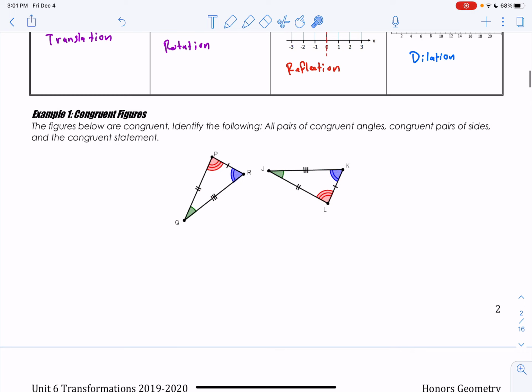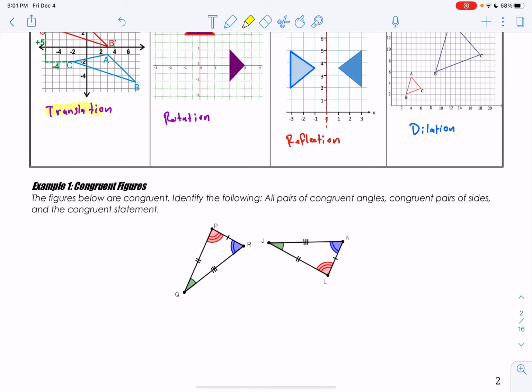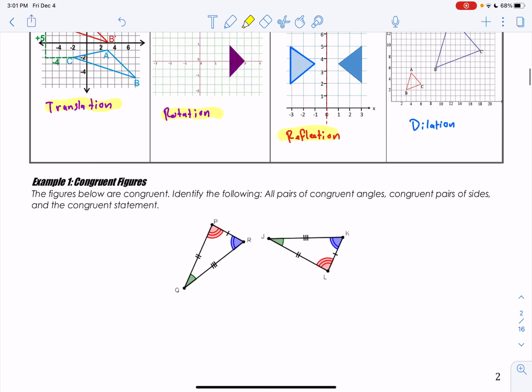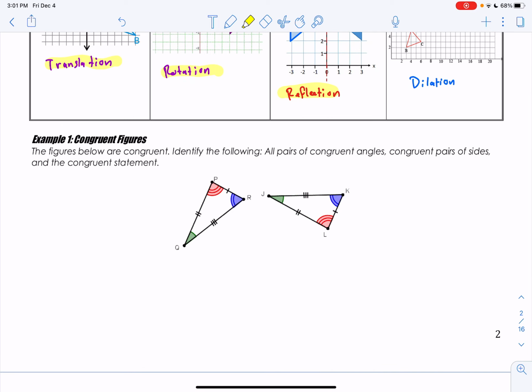So again, as I mentioned, guys, with transformations, the first three that I talked about up here, translations, rotations, and reflections, these are all called isometries or congruence transformations, meaning that the image and the pre-image are going to be congruent. So example number one here is just reviewing our congruent figures and identifying those corresponding parts. What I want you to do here, go ahead and pause the video, try this on your own. I want you to identify all pairs of congruent angles, all pairs of congruent sides, and then write that congruency statement. So go ahead and pause the video and see if we can figure this one out.